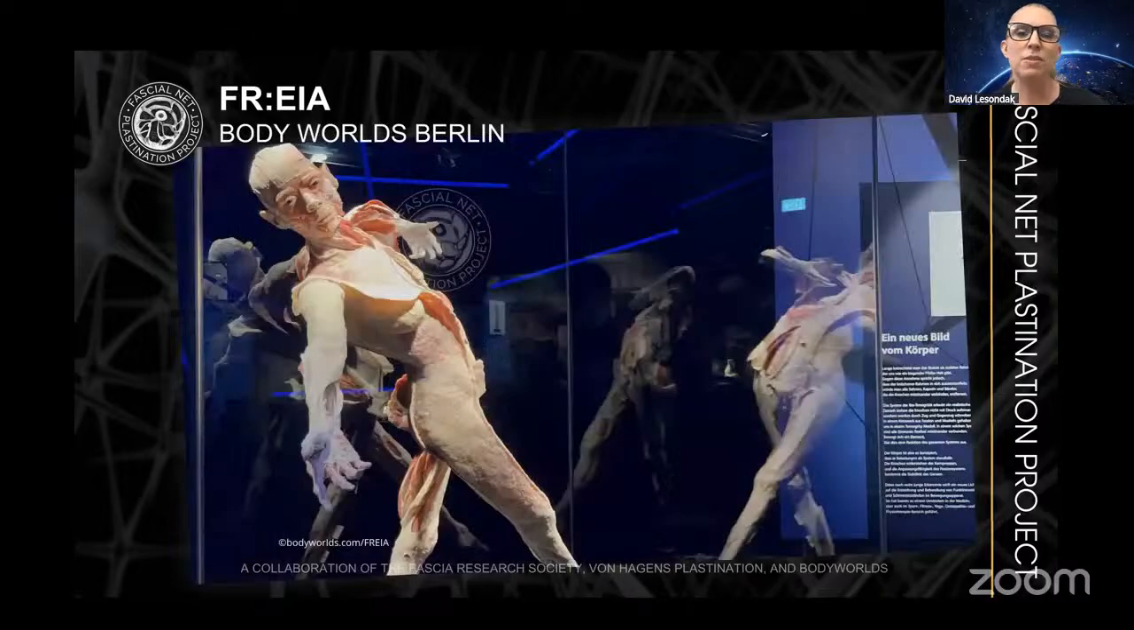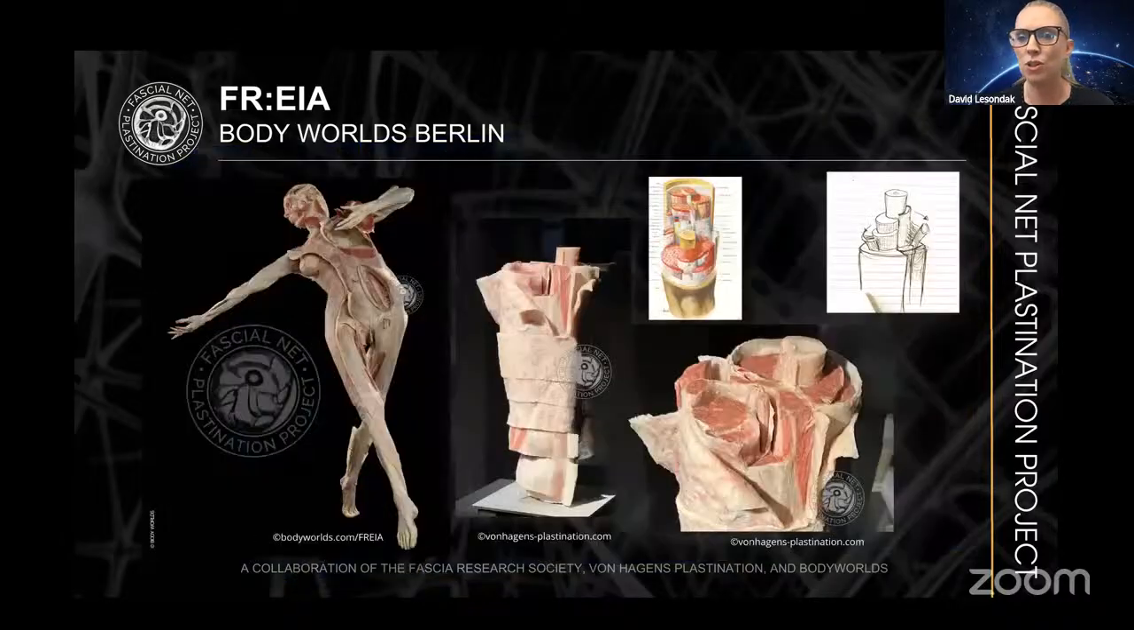The exhibit for Freya is not only Freya, but they've dedicated a whole section of the museum there for the study of fascia. So quite a few plastinates exist in that room, including the one you saw earlier, which was one of the very first pieces that we did as we were preparing to create Freya, and some of the original drawings you can see there as well.